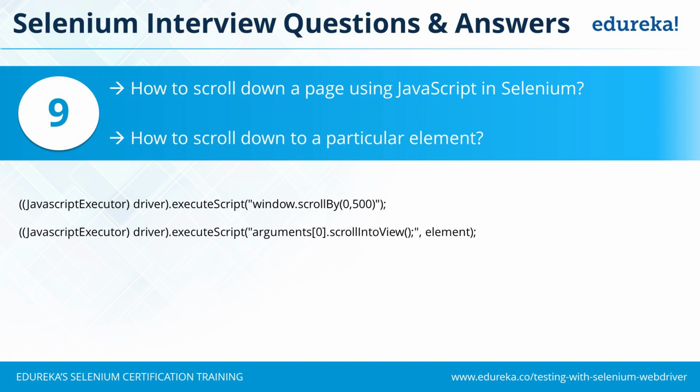The second question is how to scroll down to a particular element. Now I want to scroll down till I'm able to view the particular element in the frame of my view, that is, it's available on the screen and visible to the user. For this, I can use the JavaScript executor driver dot executeScript, arguments[0], any arguments that you want to pass, dot scrollIntoView.